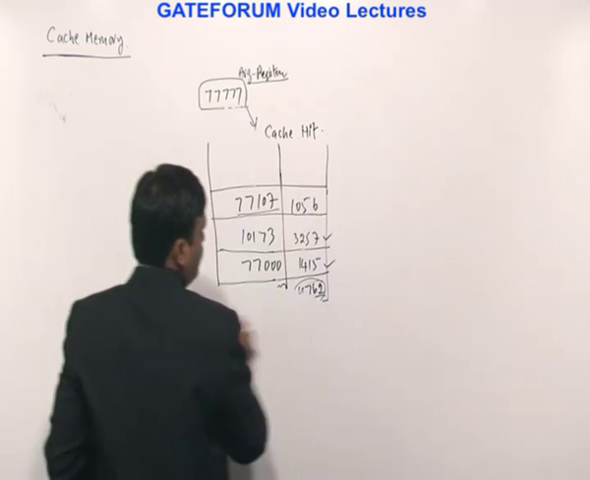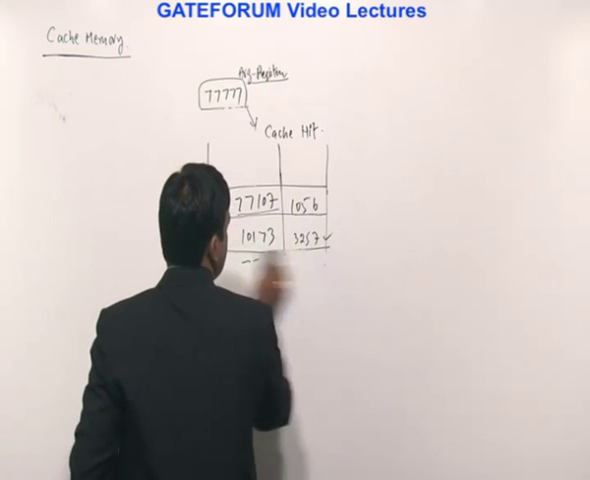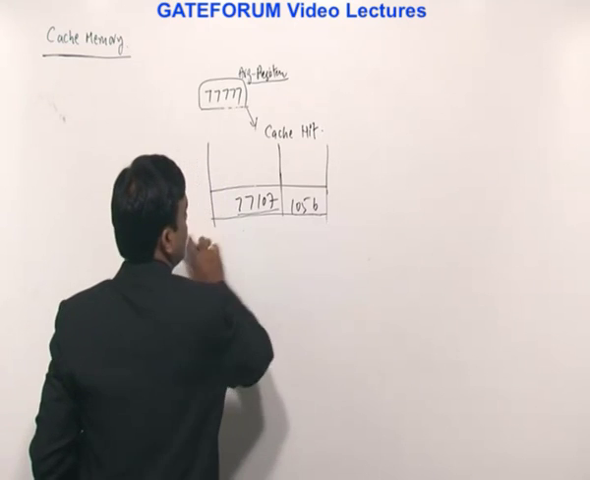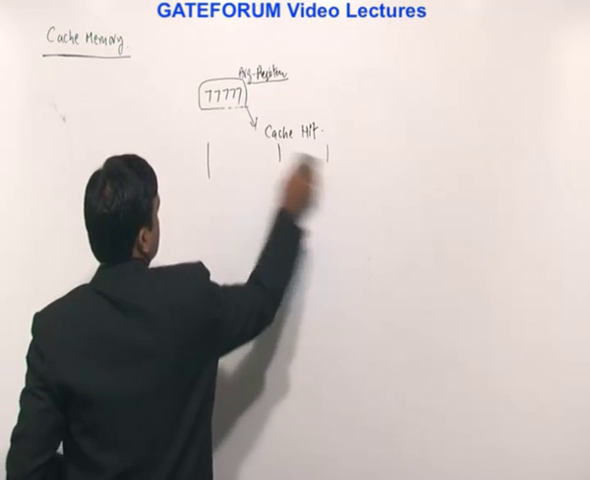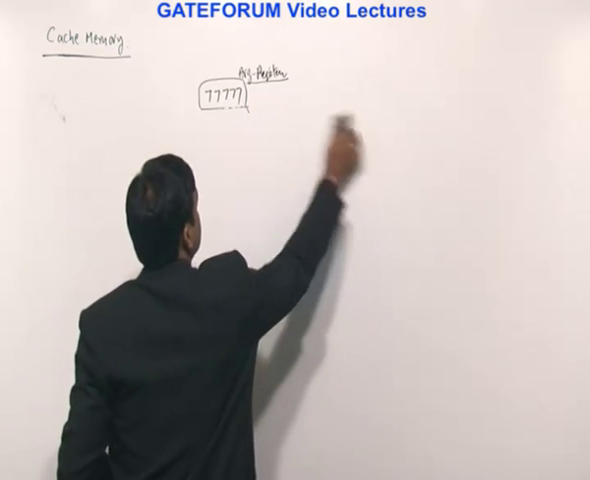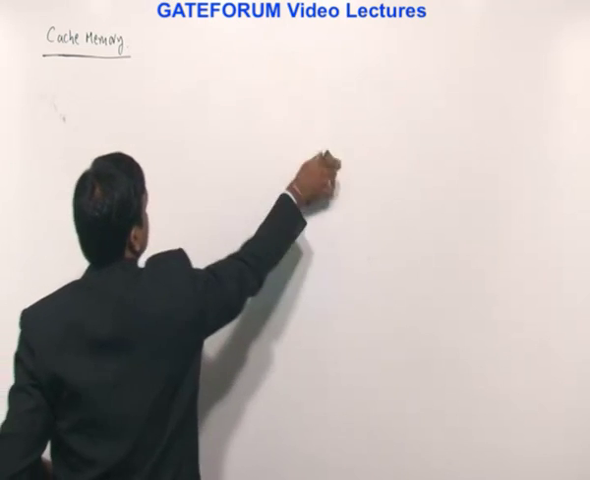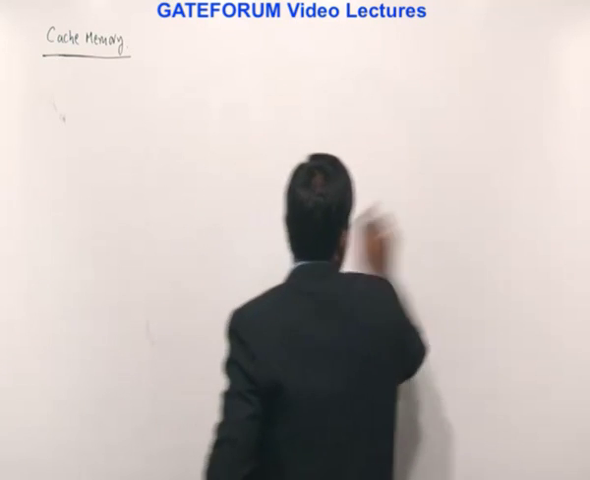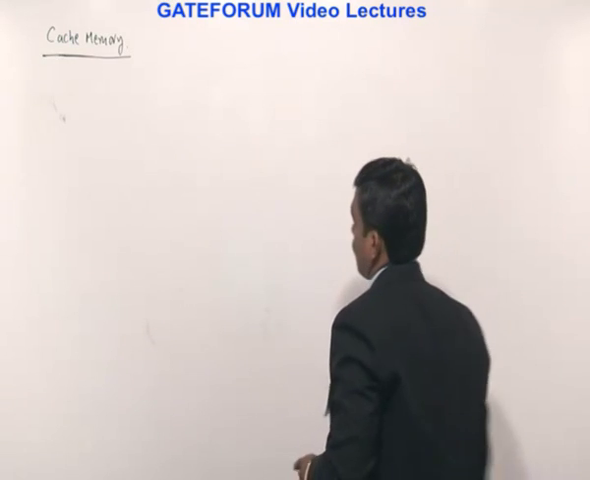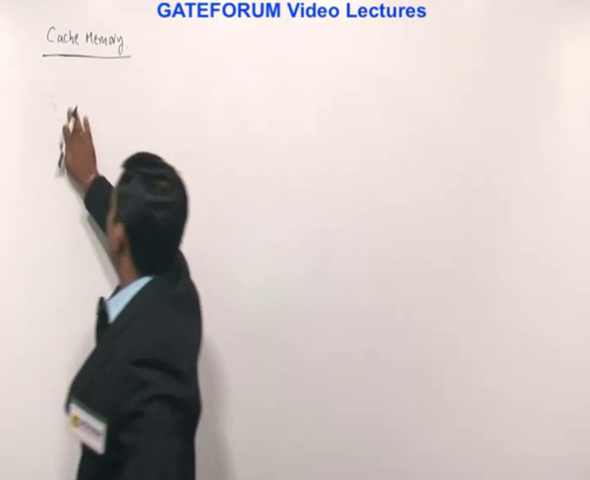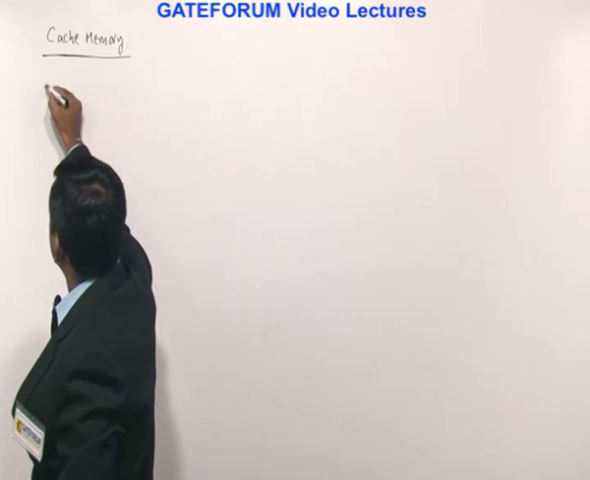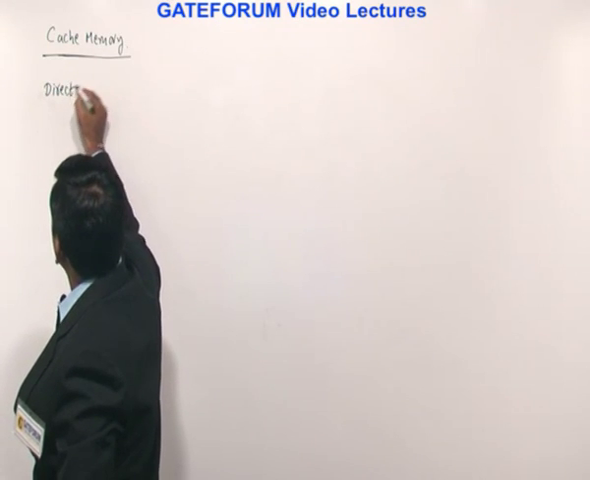In direct mapping, without storing the entire main memory address, we can directly refer to the cache address location using the main memory address only. So the main memory address is divided into different parts in direct mapping. Let us see like this. Direct mapping.